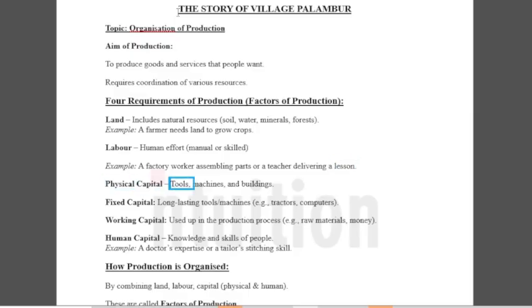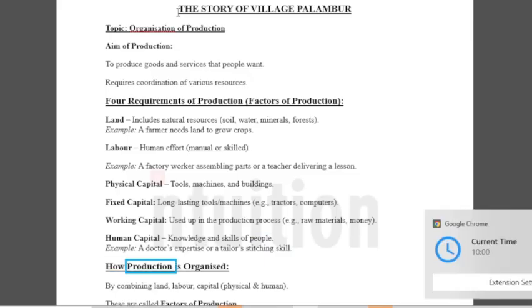Physical capital includes tools, machines, and buildings. Fixed capital: long-lasting tools and machines, e.g., tractors, computers. Working capital is used up in the production process, e.g., raw materials, money. Human capital is the knowledge and skills of people. Example: a doctor's expertise or a tailor's stitching skill.